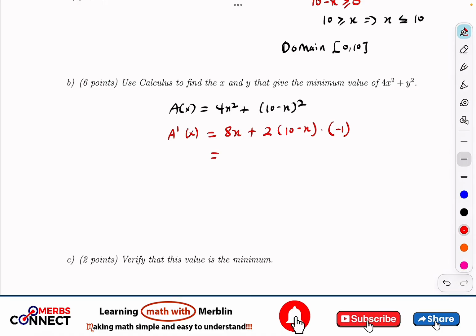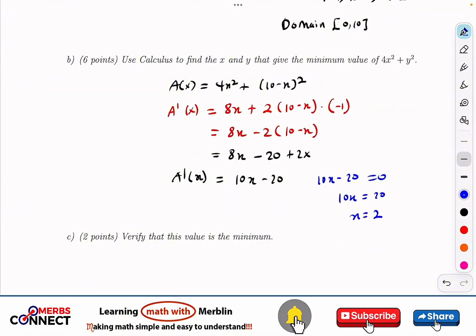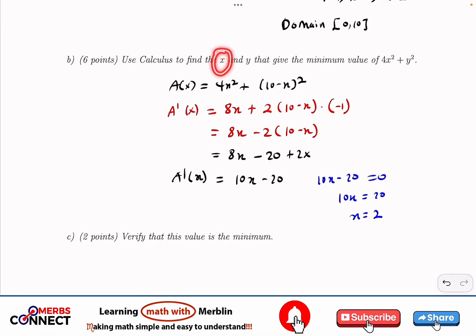Let's simplify this. We have 8x minus 2 times (10 minus x). This is the same as 8x minus 20 plus 2x, and this is 10x minus 20. Now, remember, if you want to find the critical point, we need to make sure that our first derivative is equal to 0. So 10x minus 20 should be equal to 0. When I add 20 on both sides, I have 10x is equal to 20 and my x should be equal to 2.